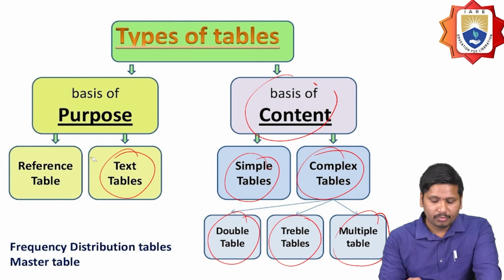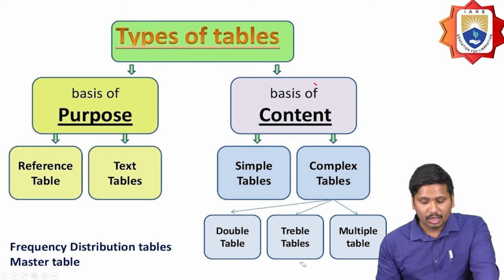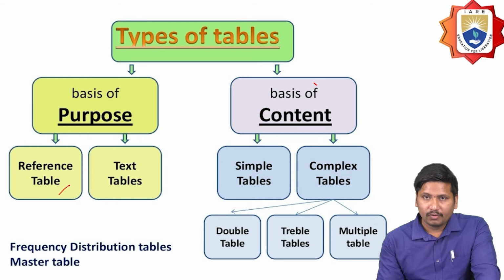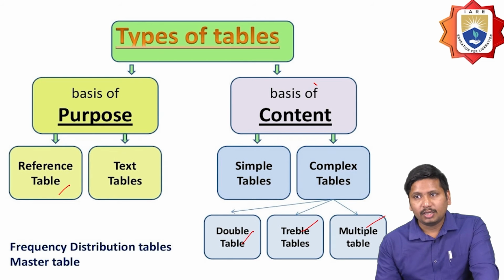So I can classify based on the purpose, and also based on the content. If it is based on the purpose, it is again divided into two types, reference tables and text tables. If it is based on the content, then it is a simple table, or you can call it a complex table. Again, this complex table will be of three types: double, triple, and multiple.